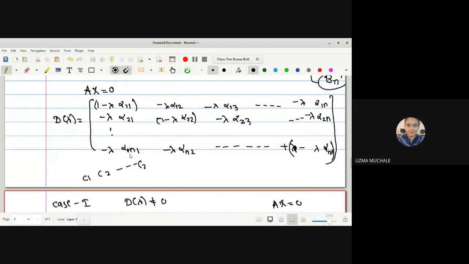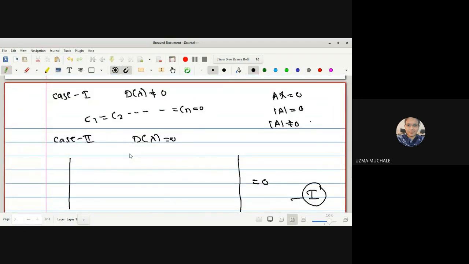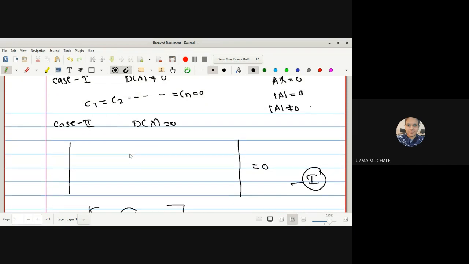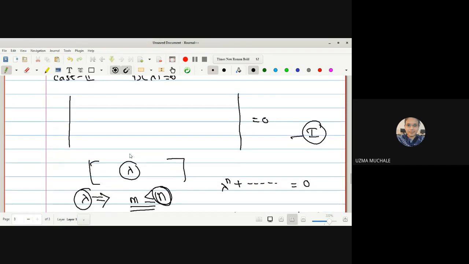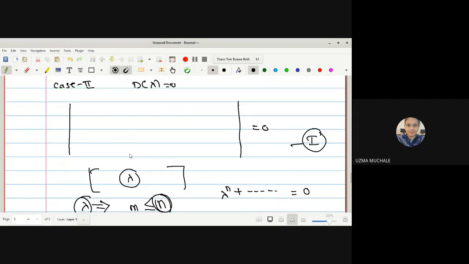Now here we get an equation in an unknown, and then we can have the solutions as x equal to 0. That means the value of the coefficient matrix, if you are going to solve, may be either 0 or non-zero. Depending on that, we have two cases. The first is d lambda not equal to 0, which means the values of those constants are 0, and d lambda equal to 0 means we have to solve this determinant for lambda.